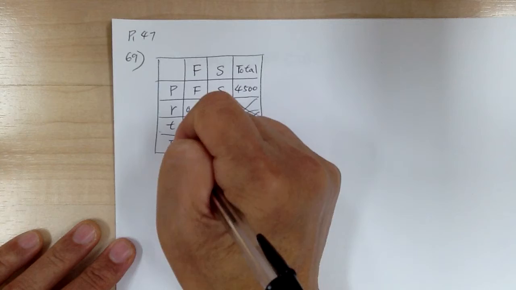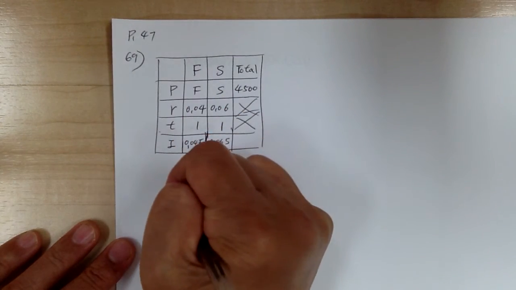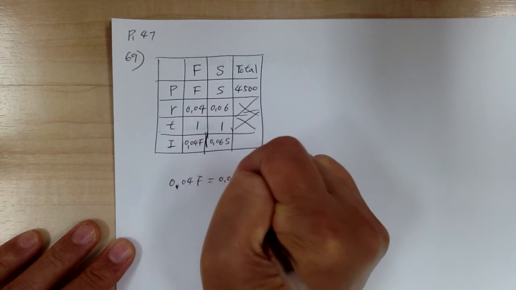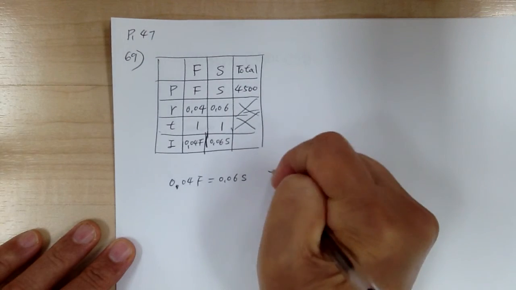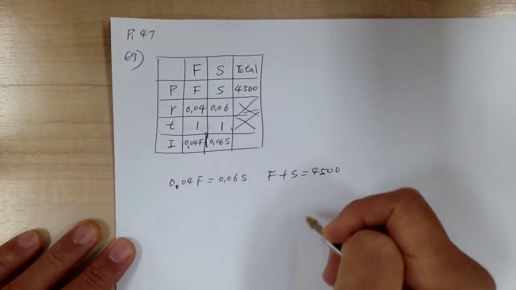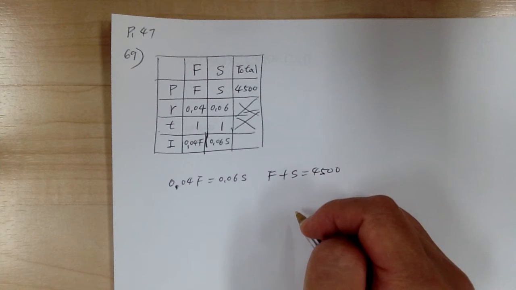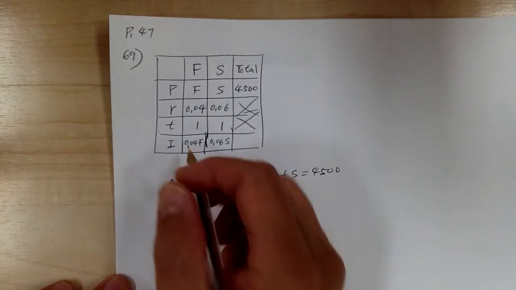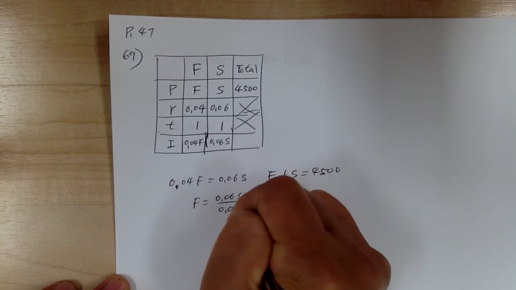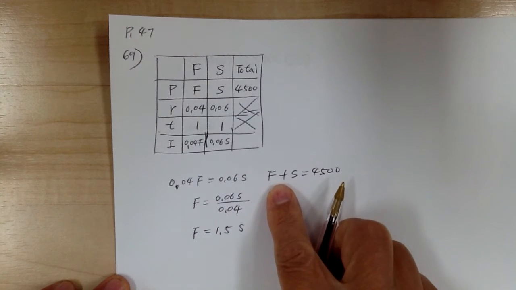Now the next information is that the return, the income, are the same. So you get 0.04F is equal to 0.06S, and the total, F plus S, equal to 4,500. I'm going to solve for F. Divide, so F equal to 0.06S over 0.04. So F equal to 1.5S. And I'm going to substitute into here.